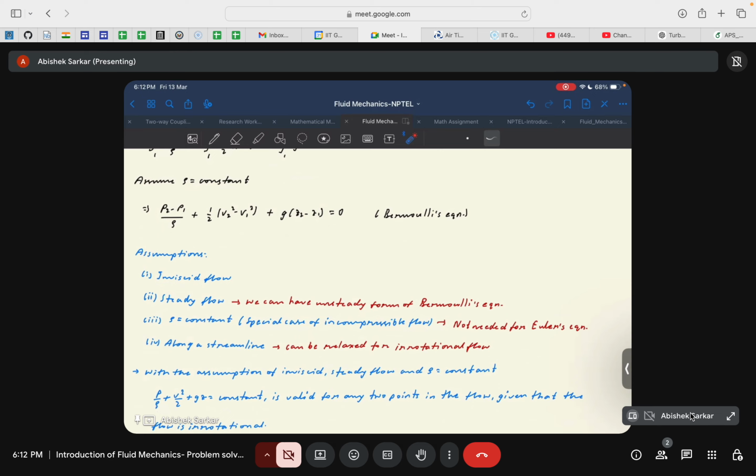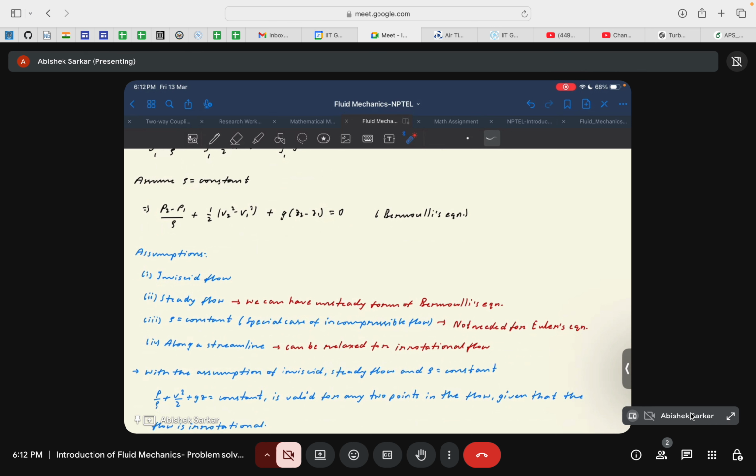Third, density is constant, which is the special case of incompressible flow. But density being constant was not needed for Euler's equation, if you remember. We never stated that density is constant in Euler's equation of motion. And finally, this equation is valid along a streamline. That is, these points 1 and 2 are along the same streamline.